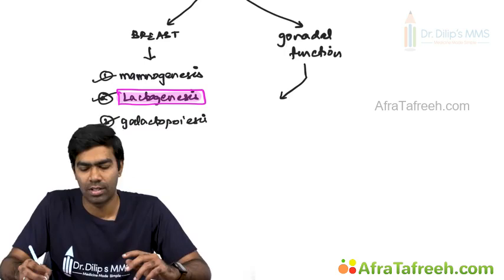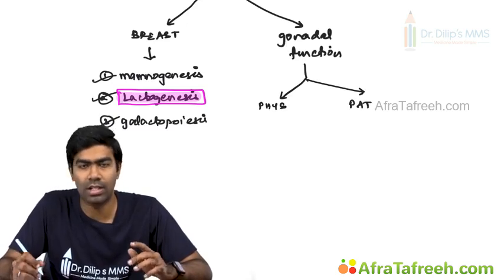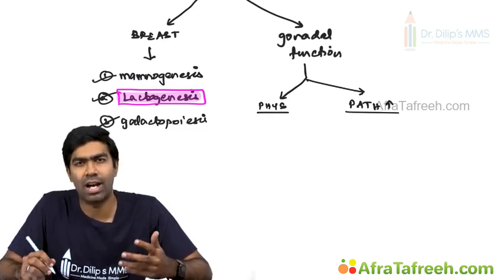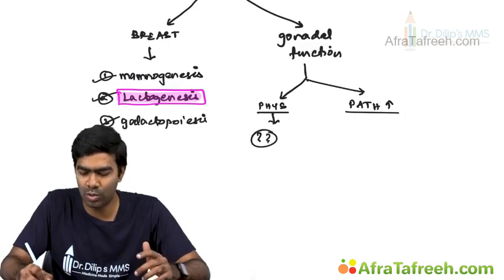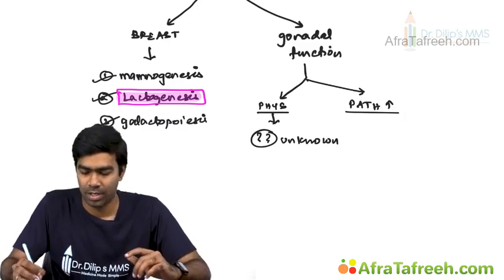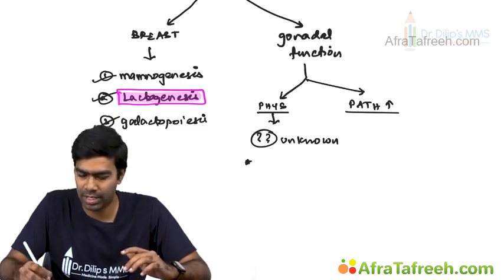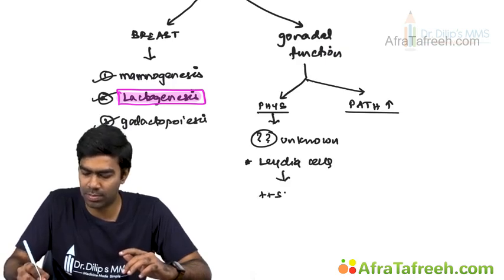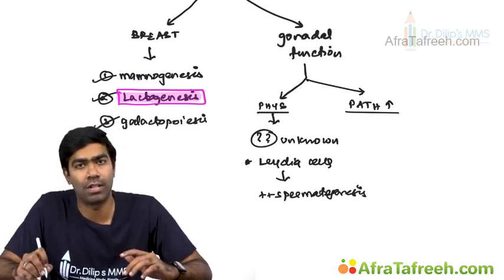In the gonadal function, it depends on whether it's physiologically active prolactin levels or whether it's a pathologically high prolactin. So at physiological levels, the effect of prolactin on the gonadal function is largely unknown. We don't know what the effects of prolactin on gonadal function at physiological levels are. But probably in animal models, it's been proven that they can activate the Leydig cells, which means they can stimulate spermatogenesis. Probably. But in humans, it's unconfirmed.